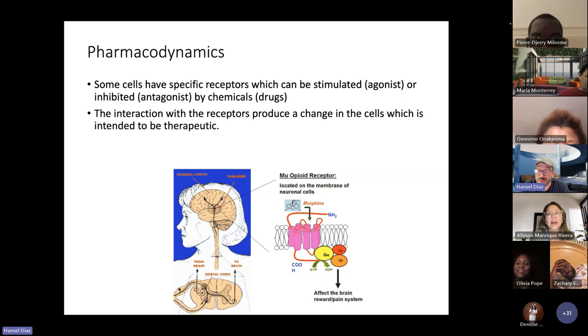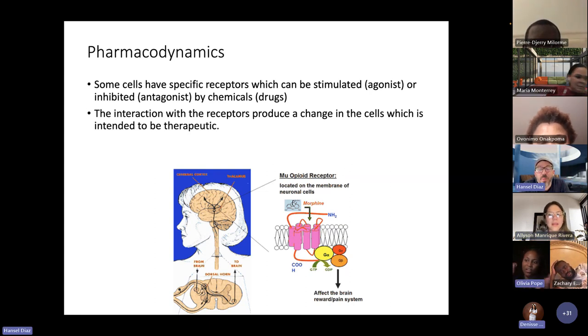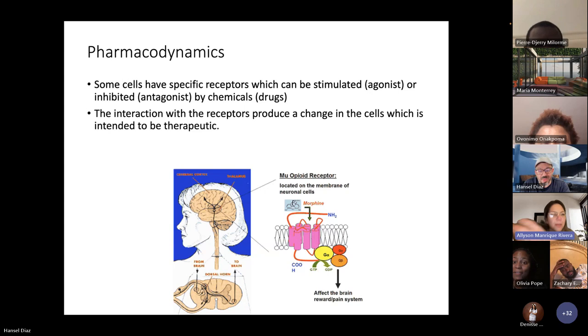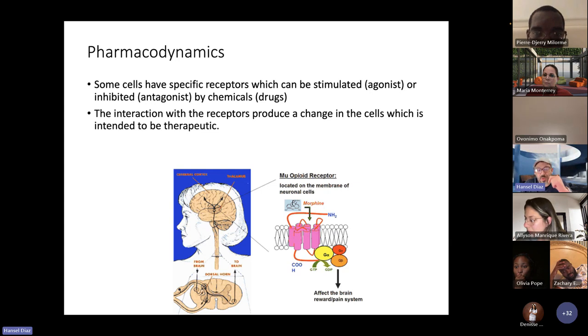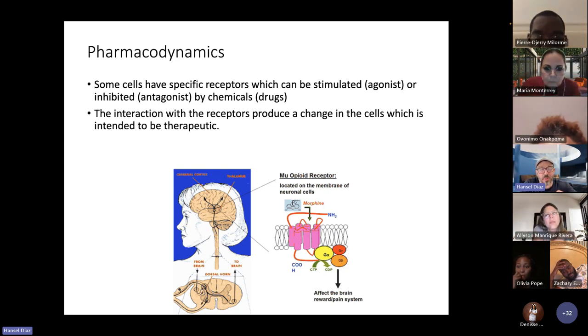You might have to do CPR, but there's something that you can do before CPR: giving another drug that can compete with the other drug, to inhibit the action of that drug. That is called an antagonist. So an agonist is going to put the cells to work. An antagonist is going to block, it's going to compete with the receptor.